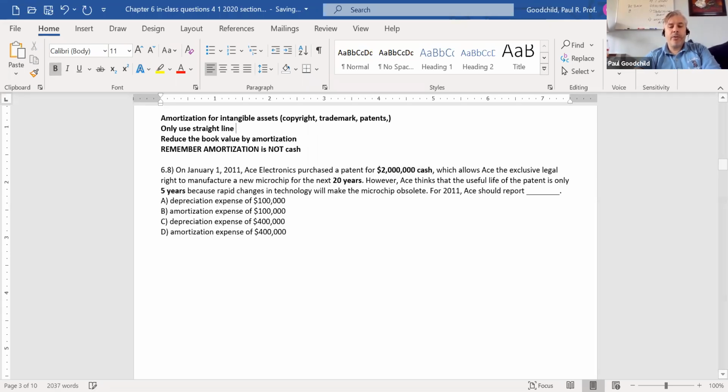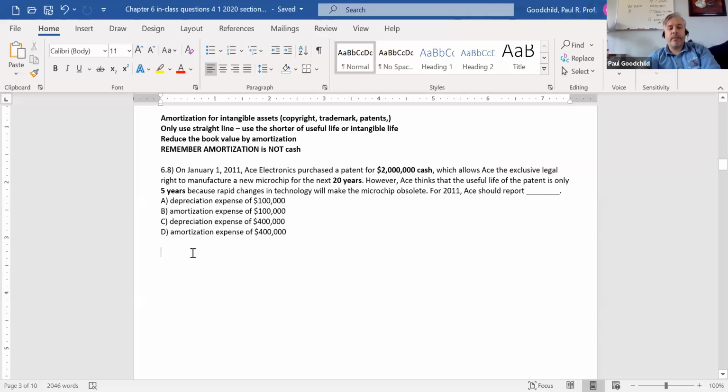And so when you're using straight line, you use the shorter of useful life or the intangible life. So even though this particular patent is going to legally be available for 20 years to them, realistically, the technology is only going to be useful for 5 years. And after that, it's not going to be producing cash. So we're going to use the 5 years.